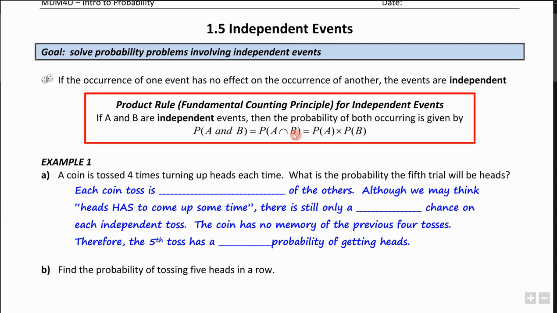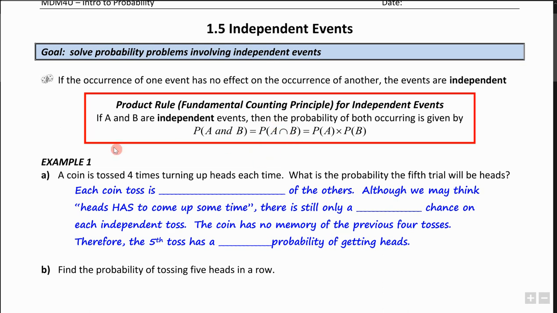Okay, so compare this with what we did in the previous lesson. We were looking at the probability of A or B, so one or the other event happening. But this time we're looking at the probability of both events happening, the probability of A and the probability of B, assuming that both events are independent. Okay.